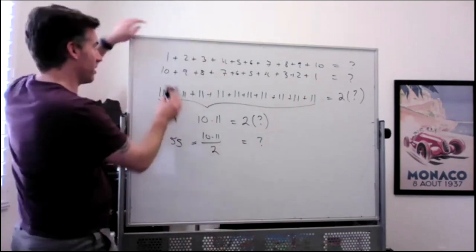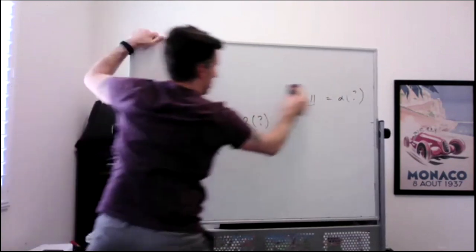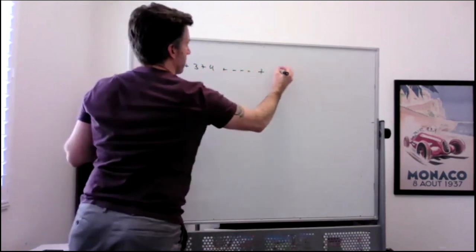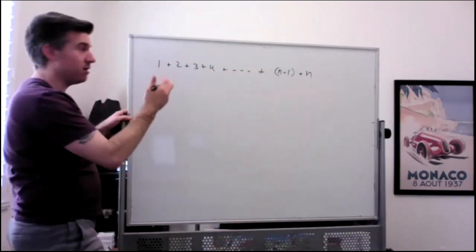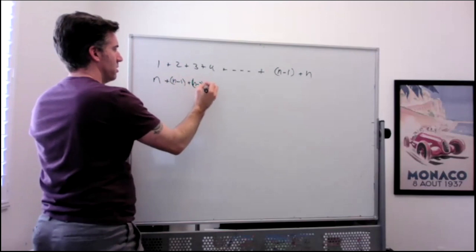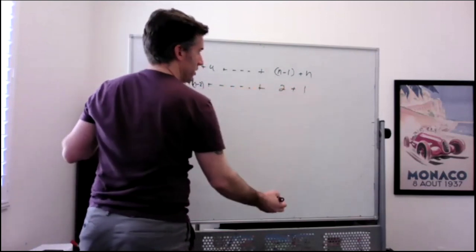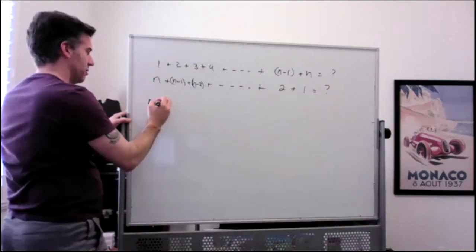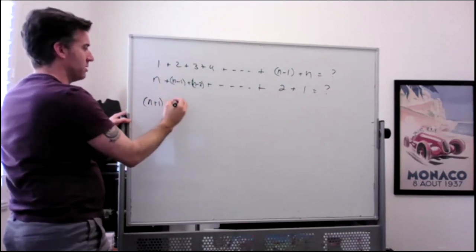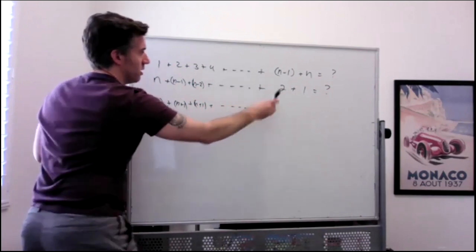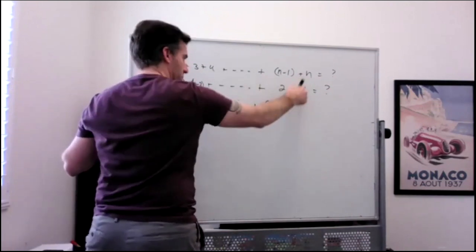And I can do the same thing. I say, okay, 1 plus 2 plus 3 plus 4 plus all the way up to n, and then flip it, n plus n minus 1 plus n minus 2 plus all the way to 1. Add this way, 1 plus n is n plus 1. 2 plus n minus 1 is n plus 1. 3 plus n minus 2 is n plus 1. N minus 1 plus 2 is n plus 1. N plus 1 is n plus 1.